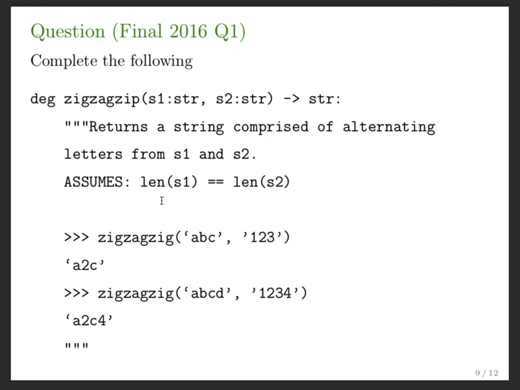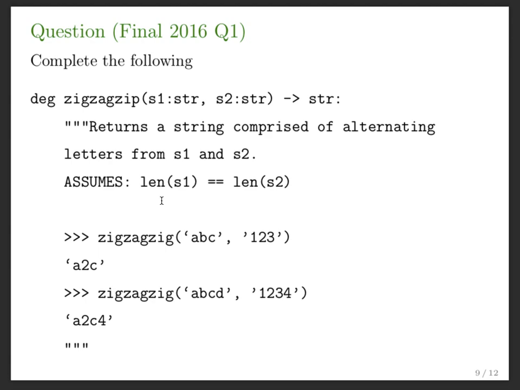Let's do this one instead. Okay, so this is from the final 2016, question 1. Right, so the very first thing out of the gate: write a function, zigzag zip, which takes 2 strings and returns a string. We're going to make an assumption that the strings are the same length.